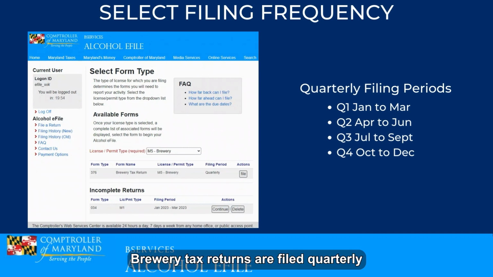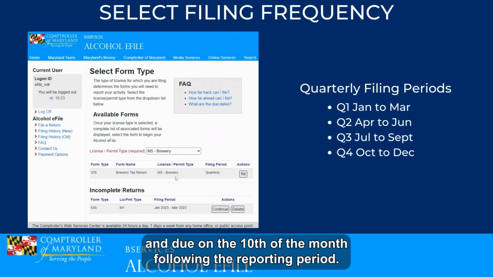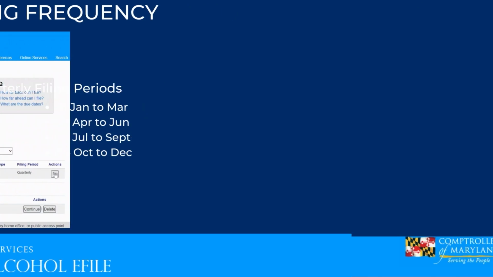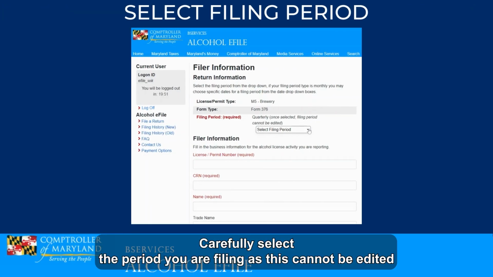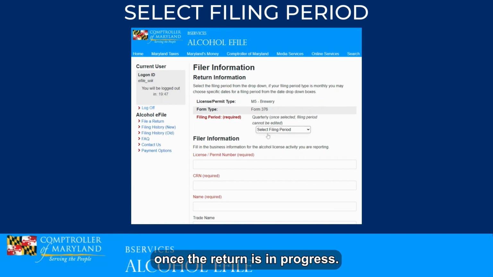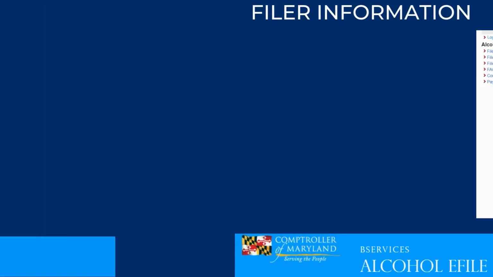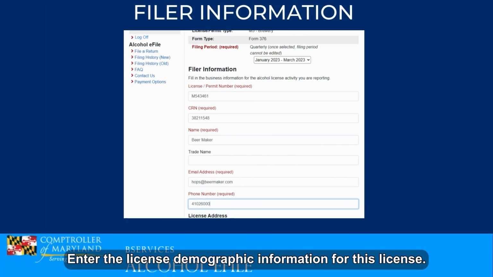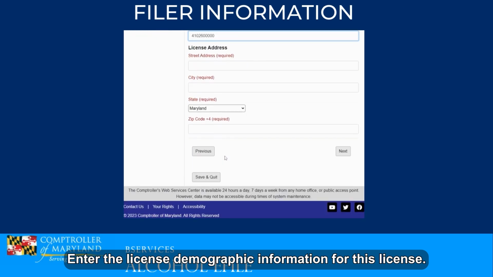Brewery tax returns are filed quarterly and due on the 10th of the month following the reporting period. Carefully select the period you are filing, as this cannot be edited once the return is in progress. Enter the license demographic information for this license.